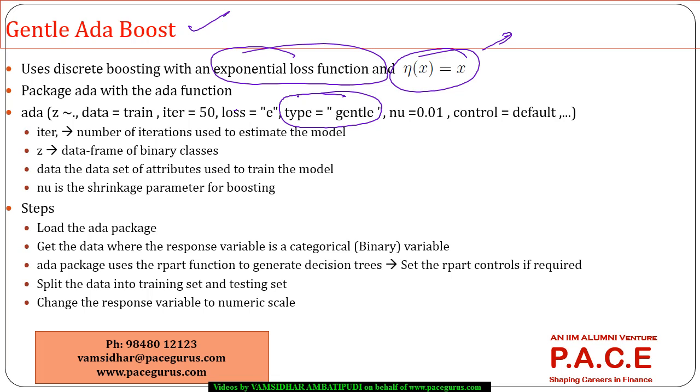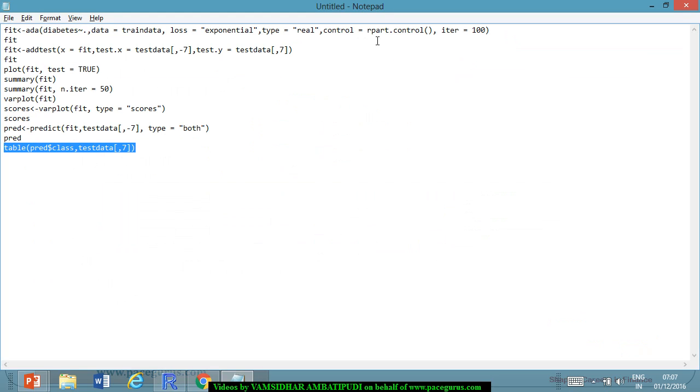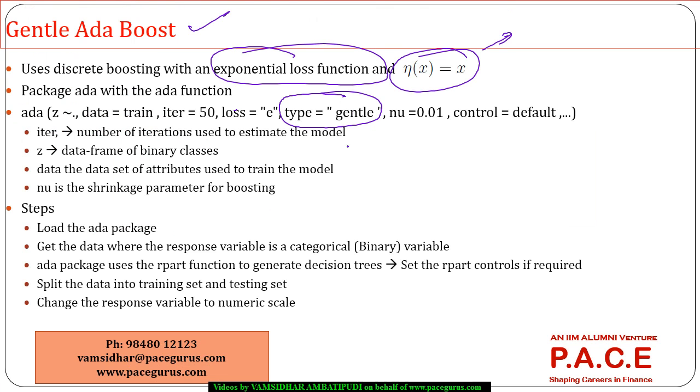The type is gentle. So the rest, we are going to keep as it is. So in our code, instead of keeping the type as real, I will keep the type as gentle. That's it. All else is the same. You could see the slide that I have put is exactly the same. If you want, you can quickly read through the stuff.